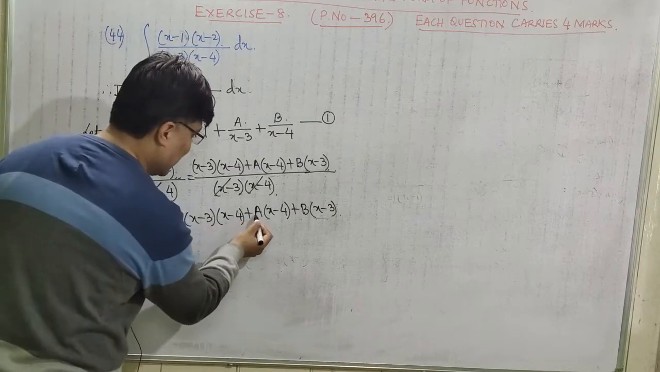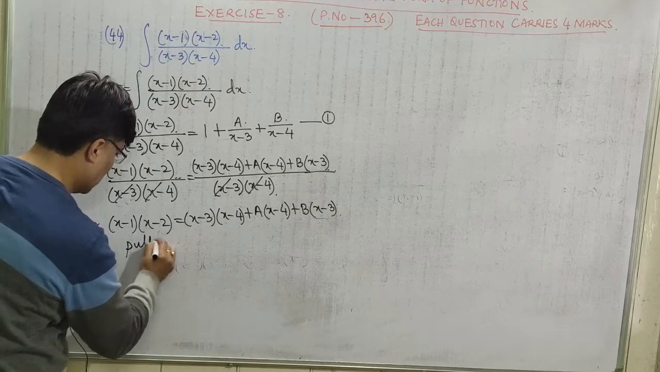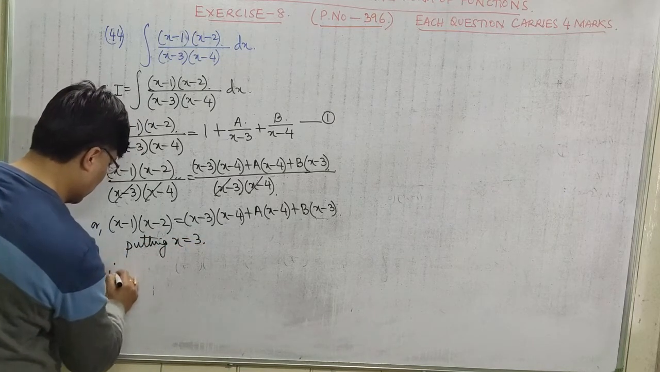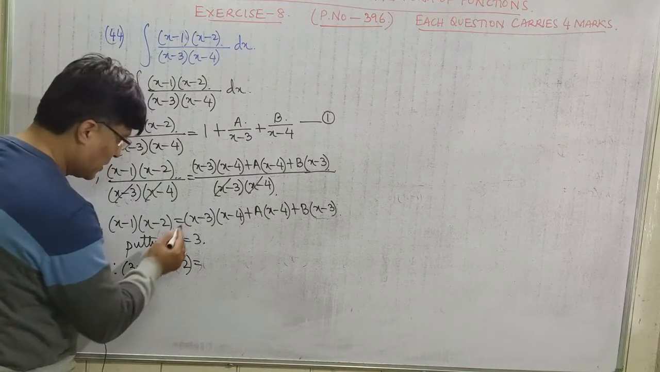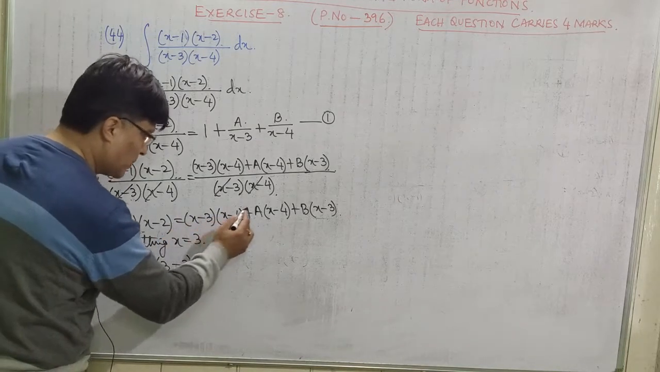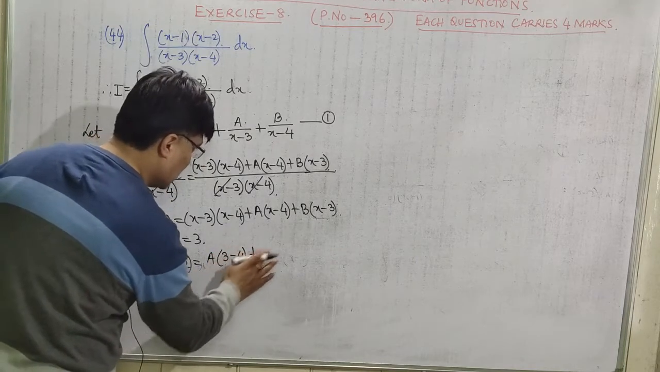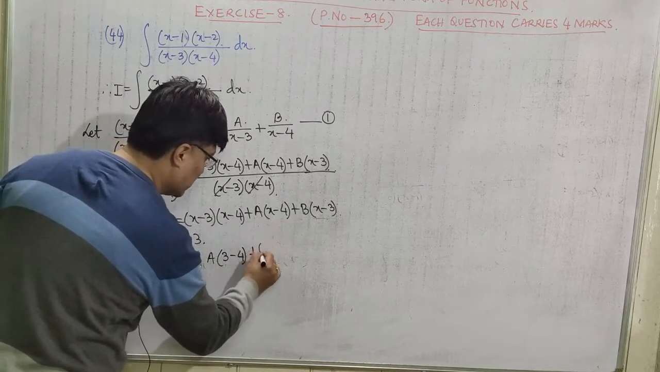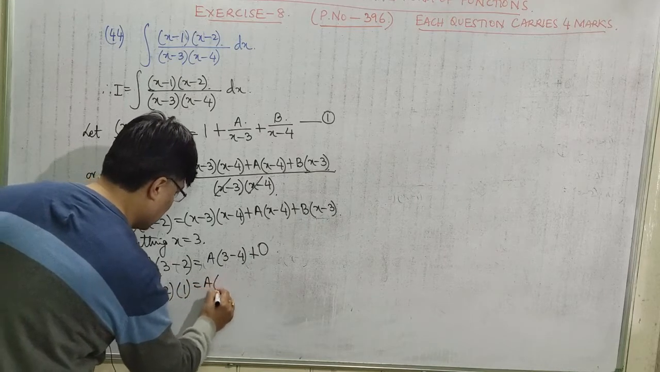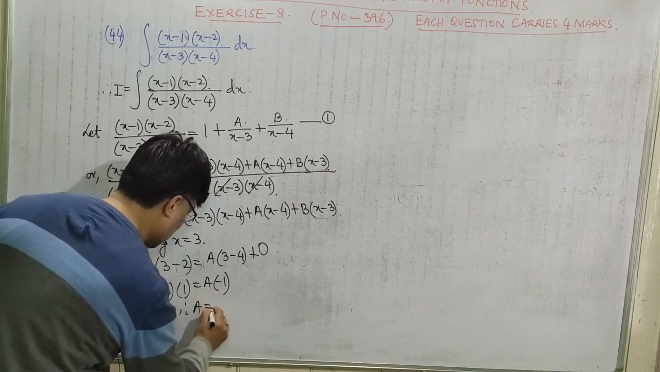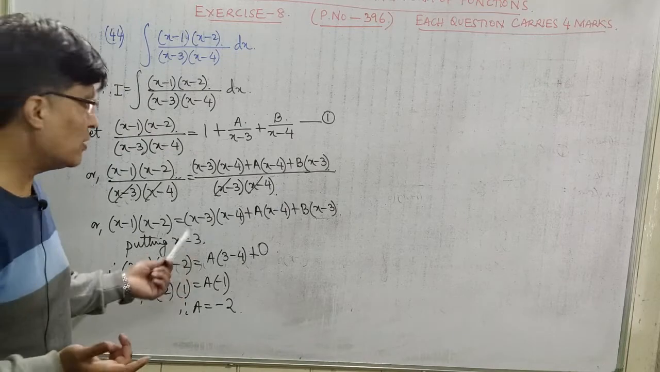Now in order to get the value for a, you should make this third term 0 by putting x is equal to 3. So putting x is equal to 3, what do we get? This is 3 minus 1, this is 3 minus 2 is equal to, this 3 minus 3 will be 0, this first term is 0. Then remains a into (3 minus 4) plus b into (3 minus 3) is 0, that is b into 0 is 0. So it is 2 into 1 is equal to a into minus 1, that is a is equal to minus 2. What is the value for a? a is equal to minus 2. So I think you have understood it.